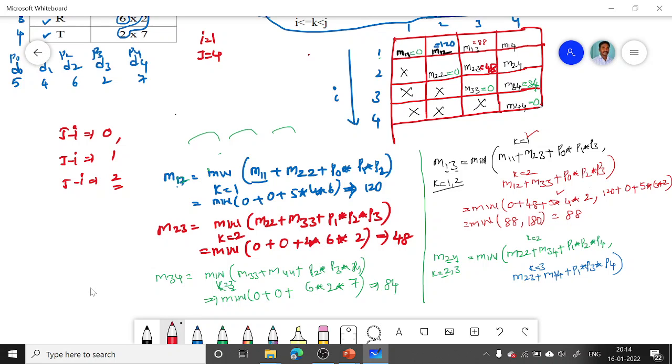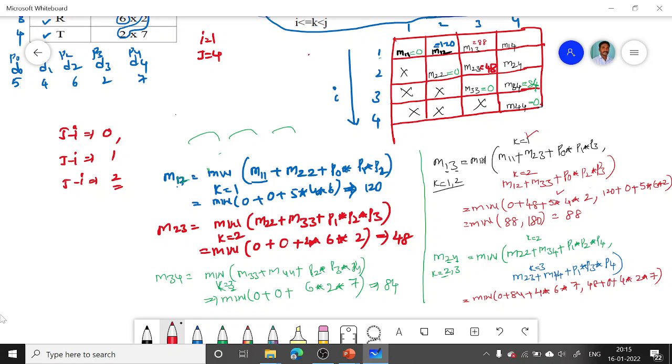So what is the value of this one? Minimum of M22, which is 0, plus M34, already calculated M34. That is nothing but 84, plus P1. What is P1? 4 into P2, 6 into P4, 7. And one more we have. What is M23? M23 we already calculated, 48, plus M44, which is 0, plus P1, 4 into P3, 2 into P4, 7.